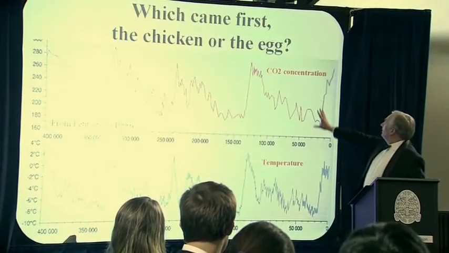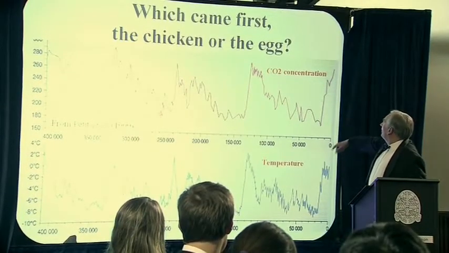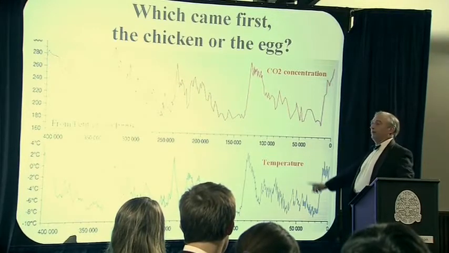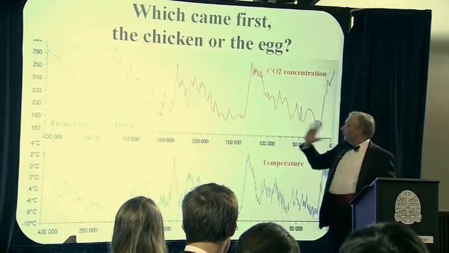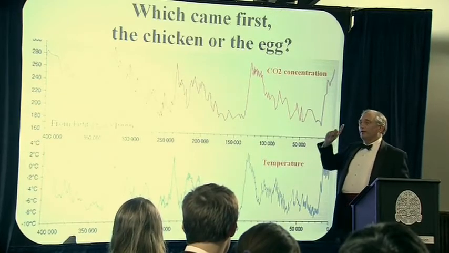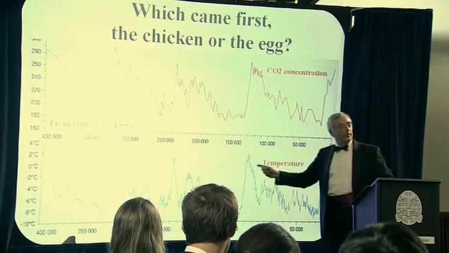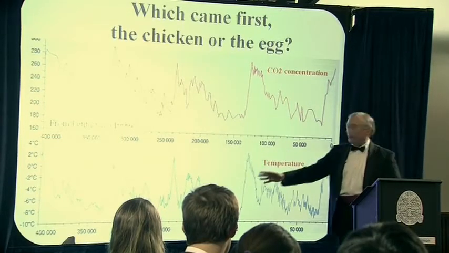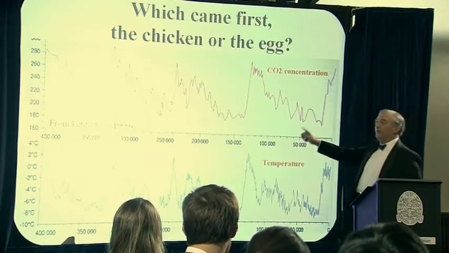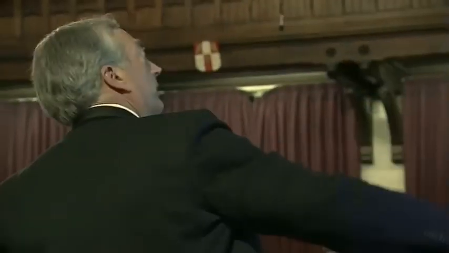Here is Petit et al., 1999. Here's CO2 concentration and here's temperature. They appear to track very nicely together. But if you look at them closely enough, it is actually the temperature that changes first by somewhere between 800 and 2,800 years, depending on which paper you read, and the CO2 which follows. Let's go on to the next one.